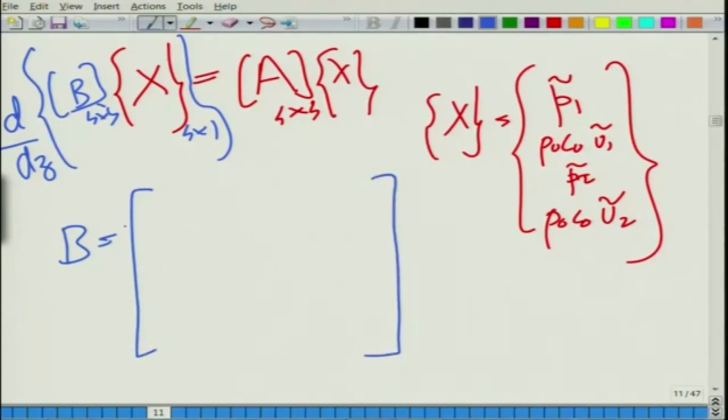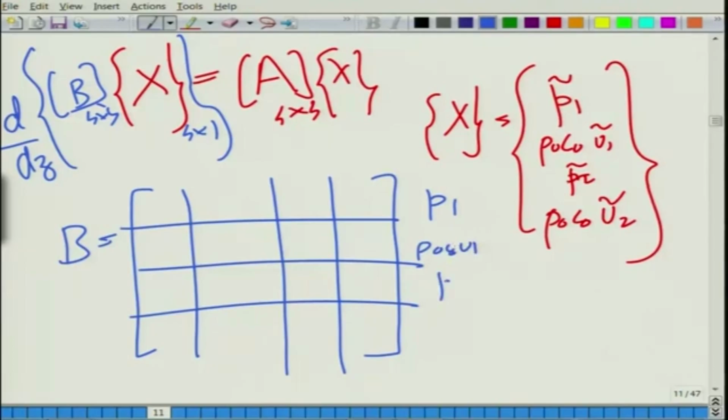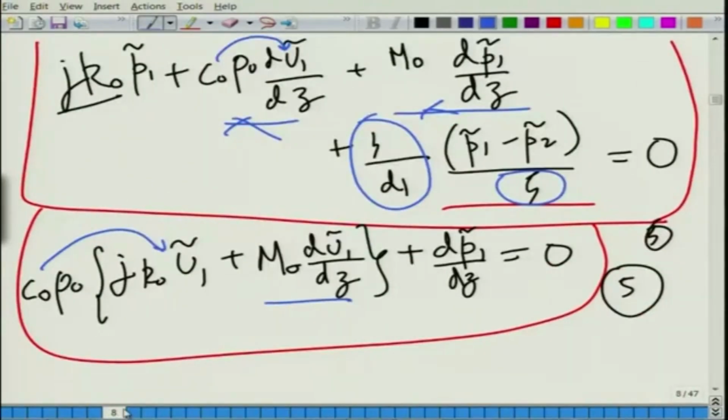So, it is something like this, okay. P1, rho naught c naught u1. This I am just writing to remind myself of how things will happen. So, we need to get back what the derivatives are, all the derivatives, the d/dz terms that were really in here. So, the continuity equation, is it not?